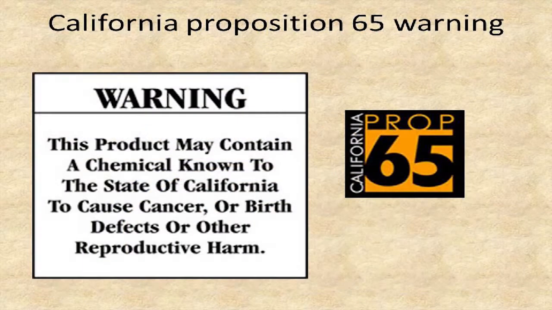Another thing to look for is the California Proposition 65 warning. So if you see the words State of California on a label, or you see the number 65, this is an indication that this product's been evaluated by the state of California and has been found to cause cancer or birth defects or other reproductive harm if you're exposed to it potentially.